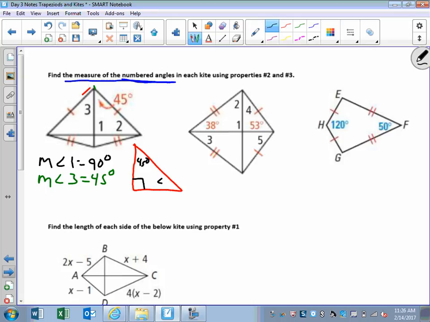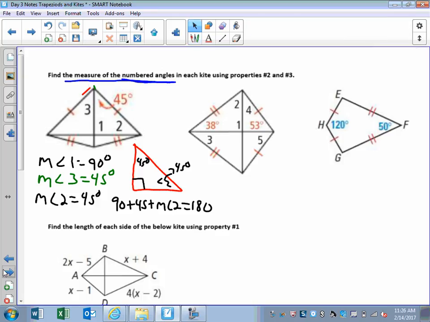Now to find angle 2, we can just use the triangle sum theorem. We know that all 3 of these angles have to equal 180. So we got 90 plus 45 plus whatever angle 2 is going to be equals 180. Right? And if you solve, you'll figure out that the measure of angle 2 also is 45. We have a 45, 45, 90 triangle here. Because this would only work if this was 45 also. 90 plus 45 plus 45 is 180.